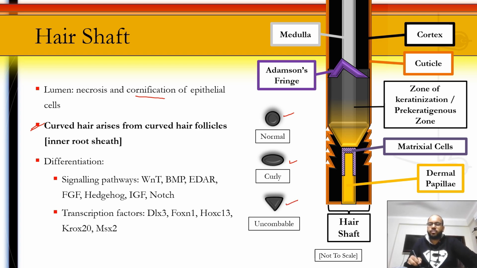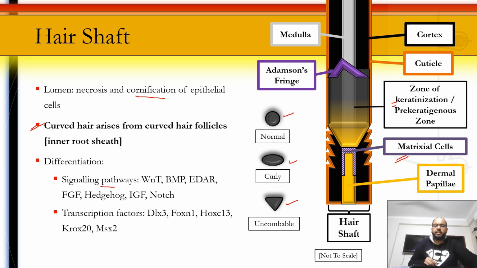So if we look at the structures of the hair shaft, you have the dermal papilla. Overlying that, you have the matricial cells or the matrix cells, which will divide and form the hair shaft and IRS. Okay. And this is the zone of keratinization. Above that it ends with the Adamson's area or the Adamson's fringe. And then you have the cortex, cuticle, and medulla, the parts of the hair shaft.